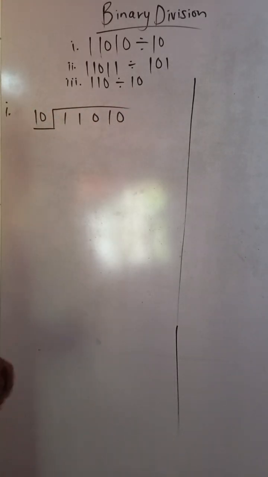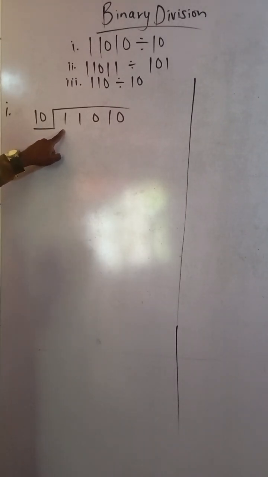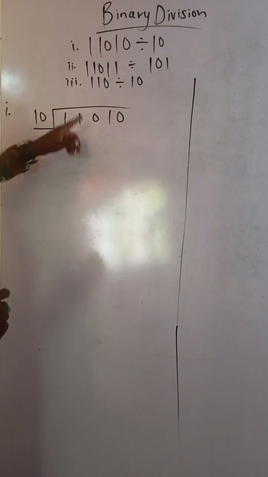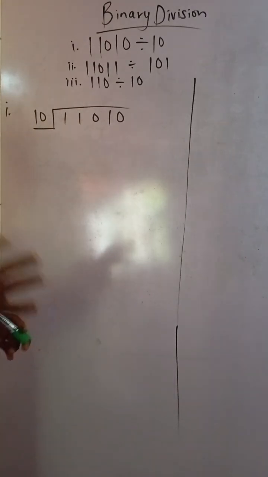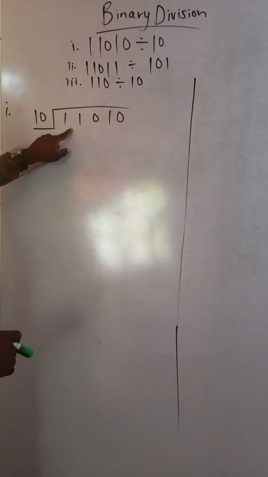Now let's start. The first thing to do is you use your divisor and start with the leftmost, the first value on the left. You check whether it can divide. Then you go one after the other. But I want to teach you an easier and faster way. First of all, this is 10, which is 2 values. Just pick the next 2 values. Pick the one that 10 can go into. Now, the next 2 values here is 11.